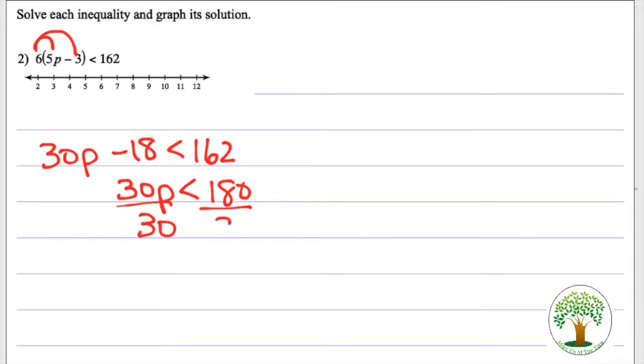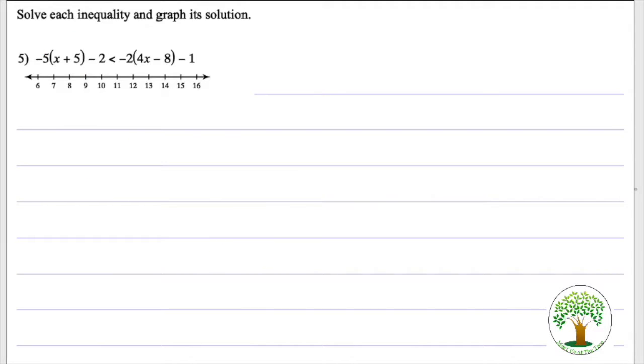Do we need to flip the inequality around? Are we dividing by a negative? No, we're not dividing by a negative, so we keep that how it is. And 180 divided by 30 is 6. So here we go. We're going to put an open circle on 6 for the same reason we did the last one. We're going to have an open circle right there because that doesn't have a little equal, and it says that p is less, so we're going to go towards the smaller numbers. And there's number 2. We're done. Let's move on to number 5.